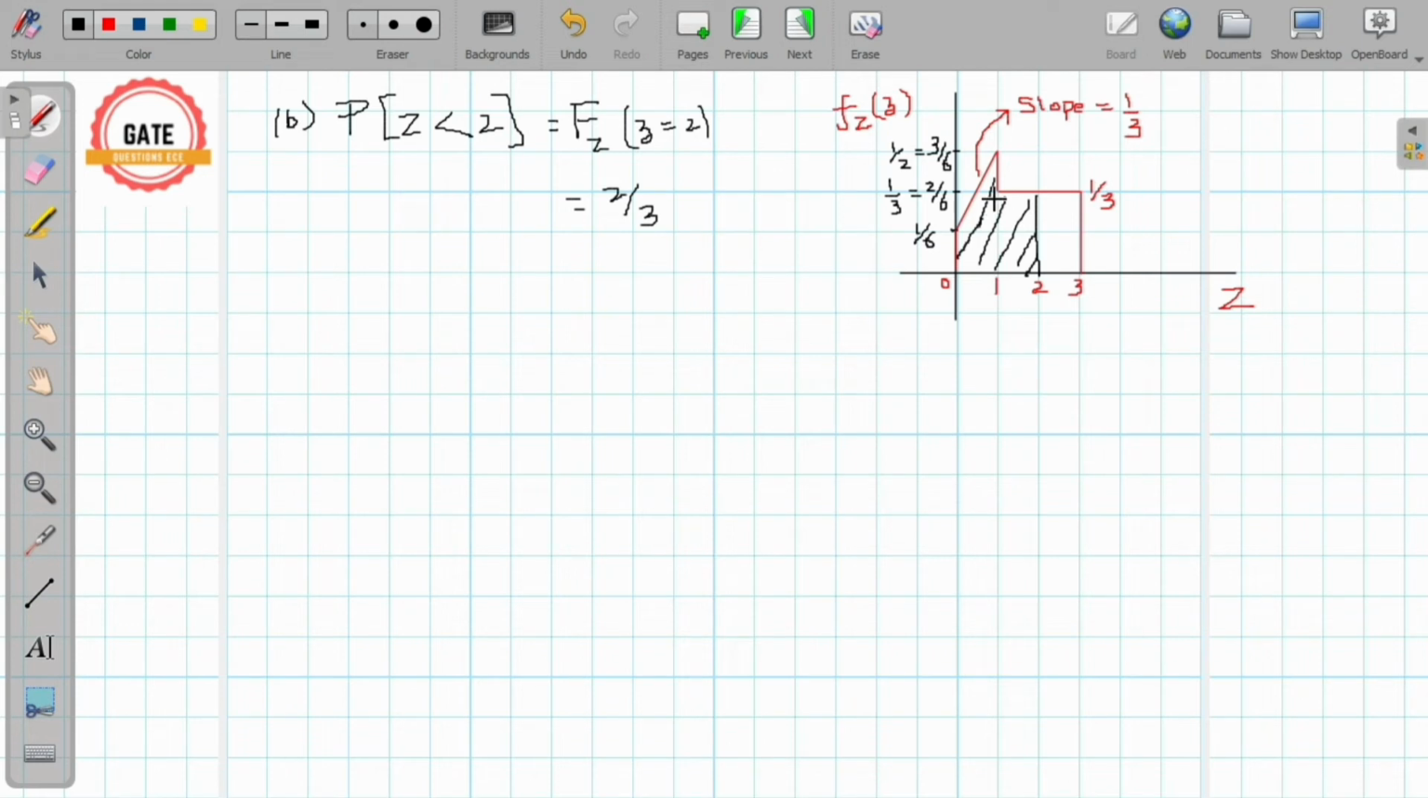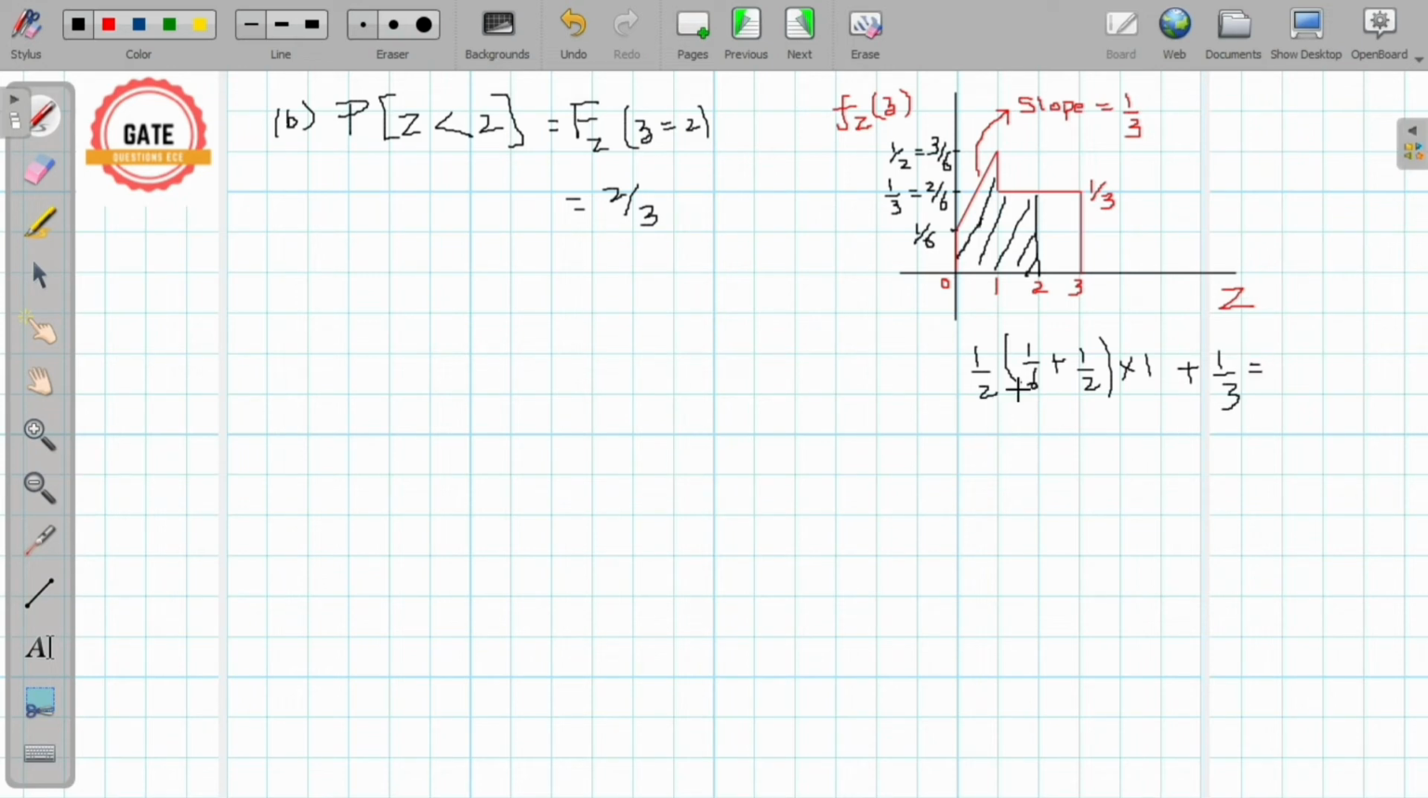So you can see we can break this into one trapezoid and one rectangle. So this area will be 1 by 2 times the sum of parallel sides, that will be 1 by 6 plus 1 by 2, times the distance between them, which is 1, plus the area of the rectangle, so that will be 1 into 1 by 3. That will be 1 by 3. So you can calculate it.